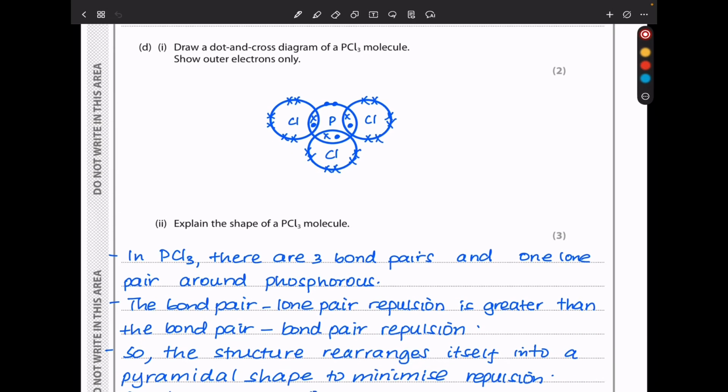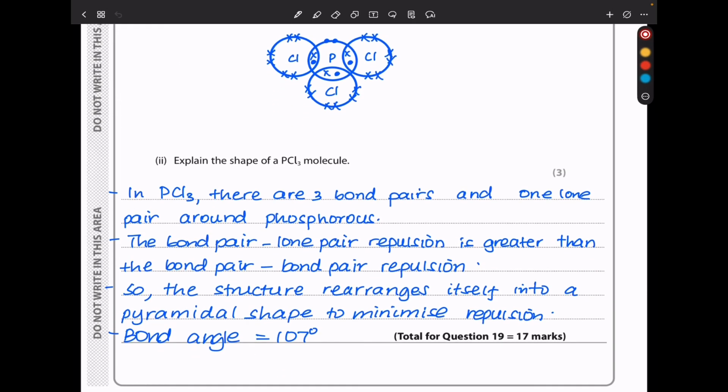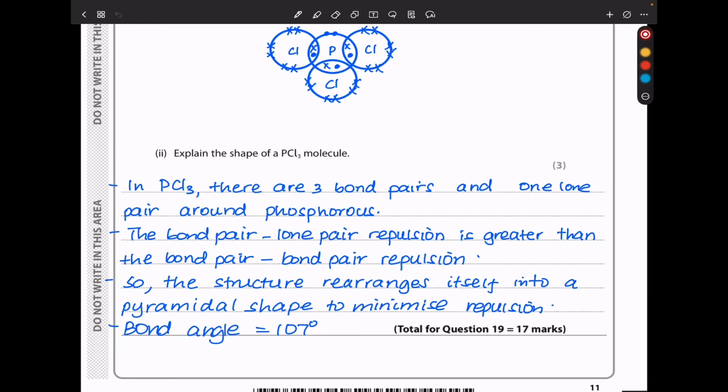Next, they say explain the shape of a PCl3 molecule. In a PCl3 molecule, we have 3 bond pairs and 1 lone pair around the phosphorus. The bond pair-lone pair repulsion is going to be greater than the bond pair-bond pair repulsion, so the structure is going to rearrange itself into a pyramidal shape to minimize repulsion, and here the bond angle is going to be 107 degrees. So this brings us to the end of question 19. Let's continue to question 20.